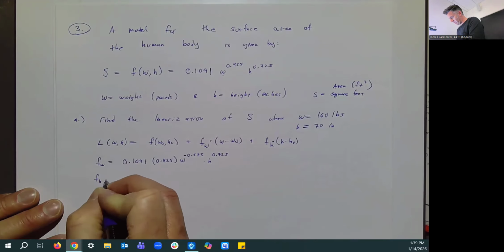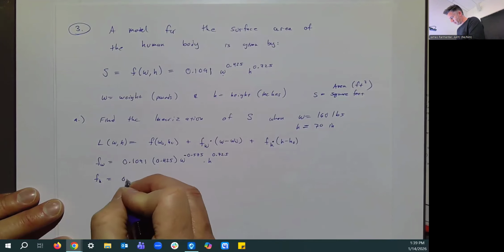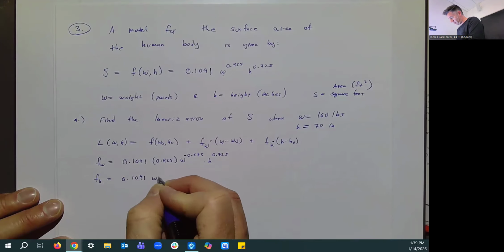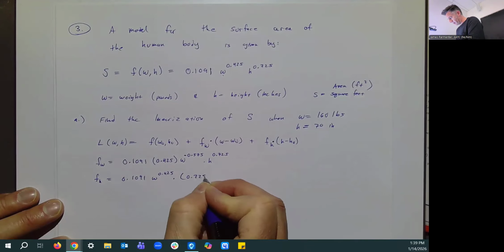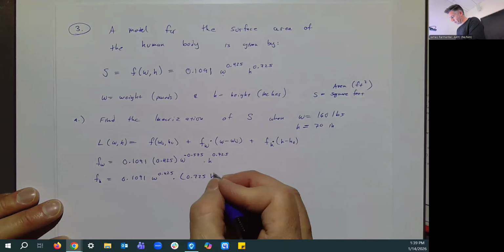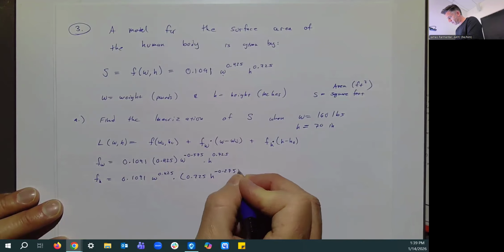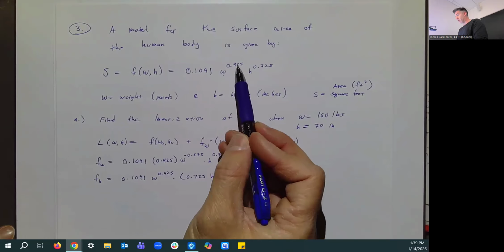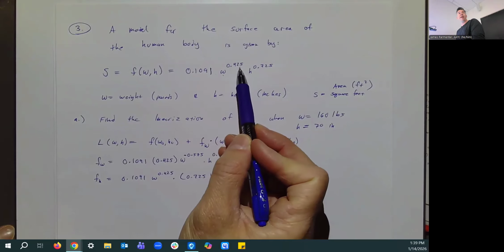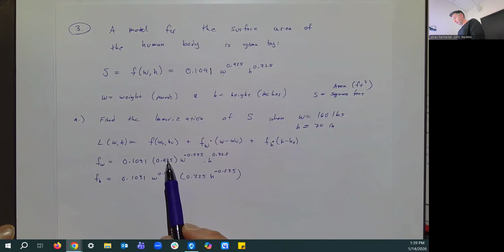Similarly, your partial with respect to H is going to be also gross, 0.1091 times W to the 0.425 times 0.725 times H to the that minus 1, which is going to be negative 0.275. So I did the power rule. The derivative of W to some power, you bring that power down, and your new power is that old power minus 1. And 0.425 minus 1 is negative 0.575. Unless I'm subtracting wrong, which I don't think I am.